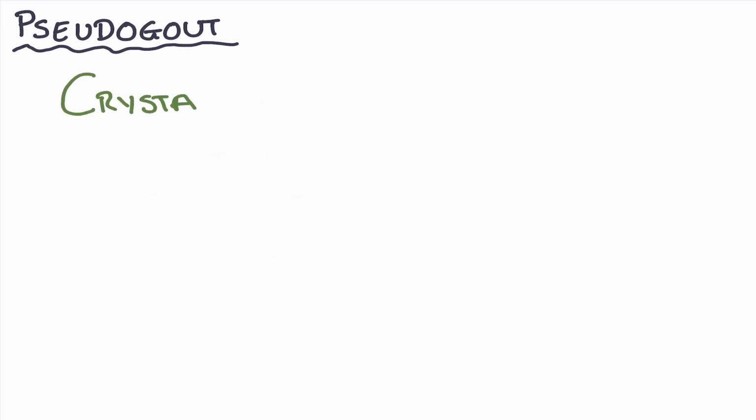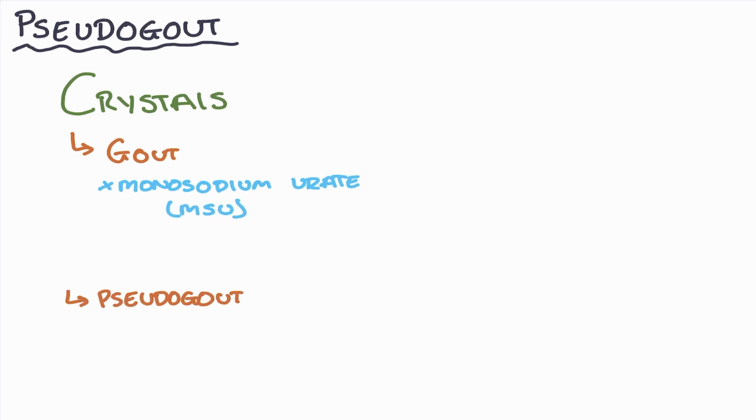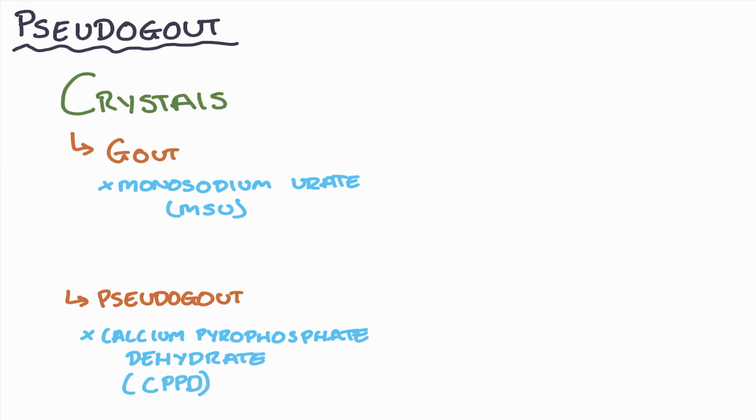Both conditions are caused by a buildup of crystals within the cartilage and synovium of a joint. Crystals in gout are composed of monosodium urate, whereas in pseudogout the crystals are composed of calcium pyrophosphate dihydrate, also known as CPPD. Joint aspiration and microscopic evaluation is required in order to differentiate between the two conditions and provide an accurate diagnosis.